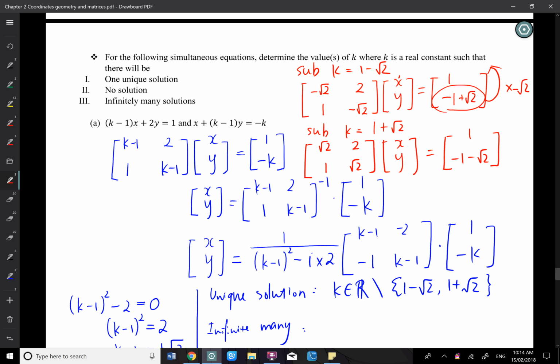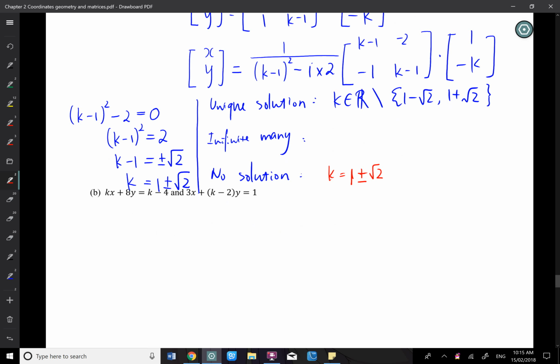We have subbed the two problem values into the original equation, and we have figured out that for both values they are not the same line. So therefore, both of these k values are not going to give you infinitely many solutions. They can only give you no solutions. So for the infinitely many solutions case, you will answer there's no such k value to give you infinitely many solutions for these simultaneous equations.